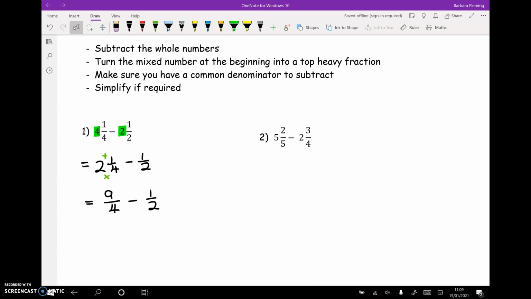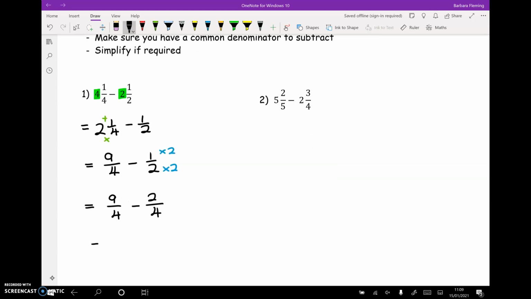Next step, we need our common denominator. So we look at our denominators here, which are 4 and 2. Our lowest common multiple would be 4. So we don't need to do anything to that first fraction. The second fraction, we're going to multiply the denominator and the numerator by 2. What you do to the bottom, you do to the top. So 9/4 take away 1 times 2 is 2, 2 times 2 is 4. You've got your common denominator, so we have 9/4 take away 2/4.